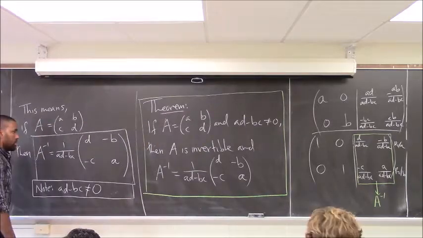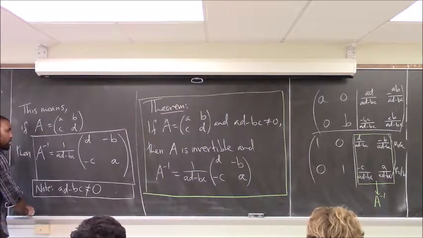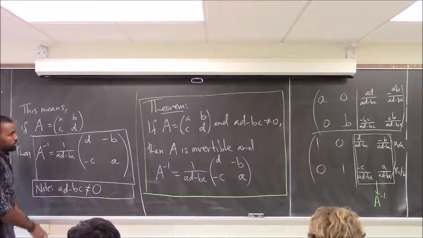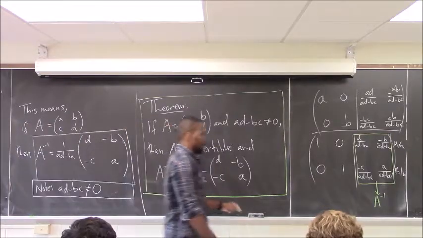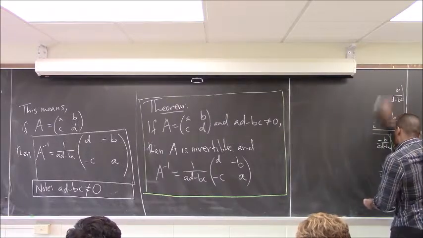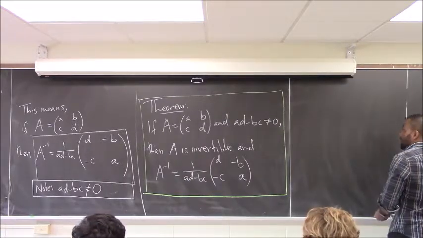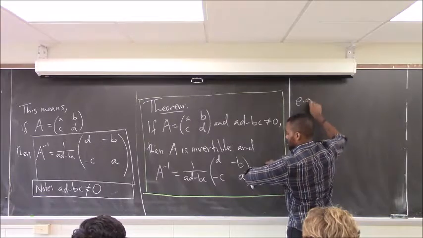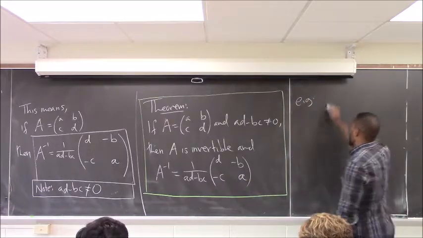Now for anything larger than a 2 by 2, the formula is going to be very ugly. People usually don't memorize the formulas for those. They rather just stick to one of the processes. So for us, we're just going to stick to the row reduction process. Let's actually do an example of this.